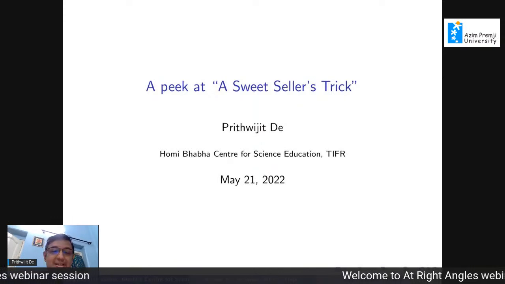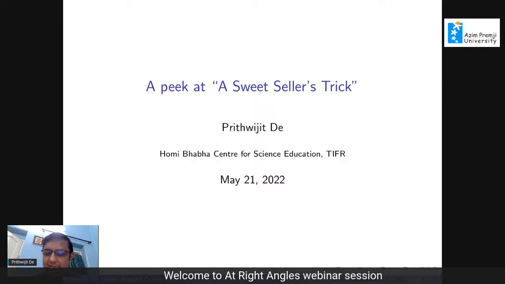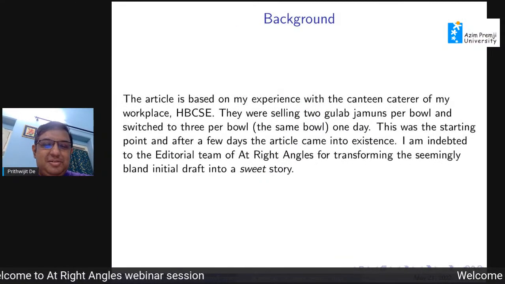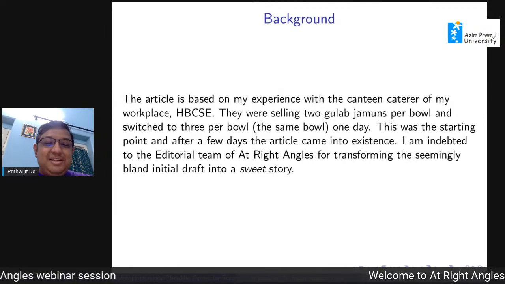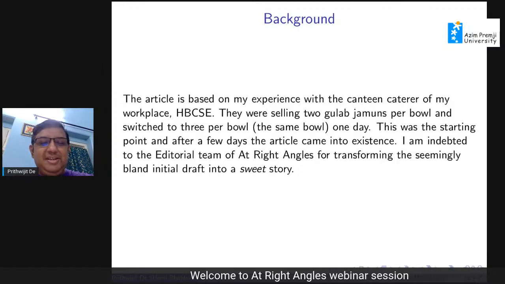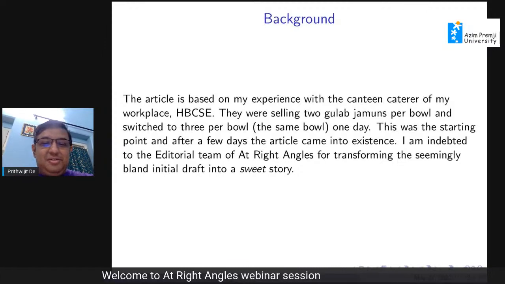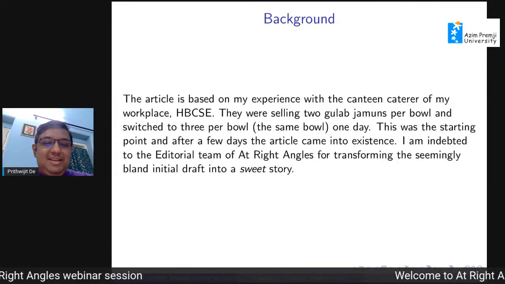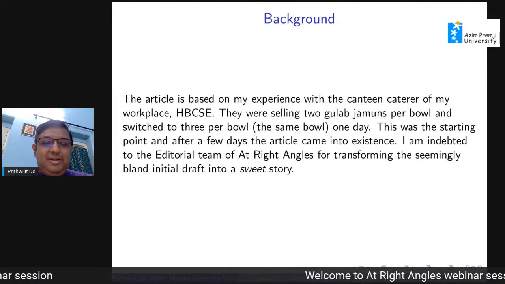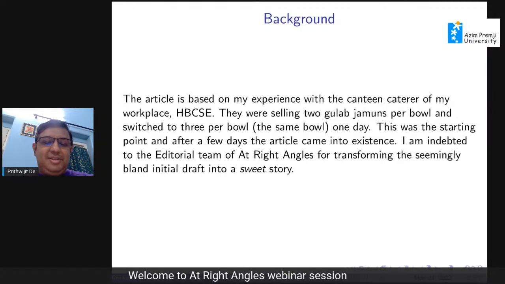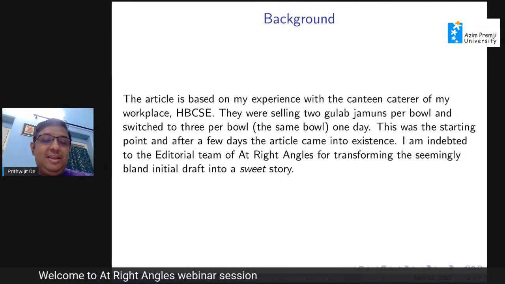I'll start with a brief description of the article, sort of a gist of the article that I wrote in 2012. As you can see, I work in Homi Bhabha Center for Science Education, and that's where it all started. It's actually based on my experience with the canteen caterer of my workplace, HBCSE. They were selling 2 gulab jamuns per bowl, and suddenly they switched to 3 per bowl one day. So then I thought, why did they do it? And are they selling more sweet or less than what they were selling initially?